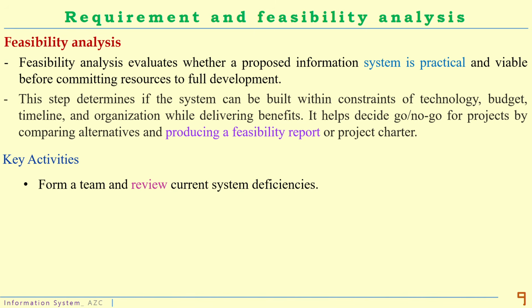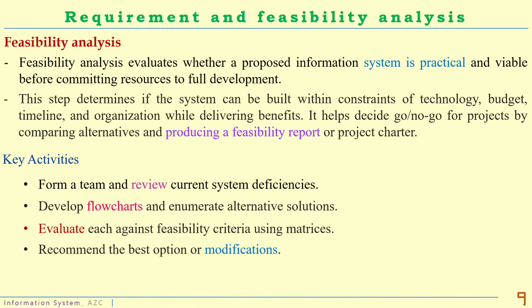Key activities: form a team and review current system deficiencies. Develop flowcharts and enumerate alternative solutions. Evaluate each against feasibility criteria using matrices. Recommend the best option or modifications.